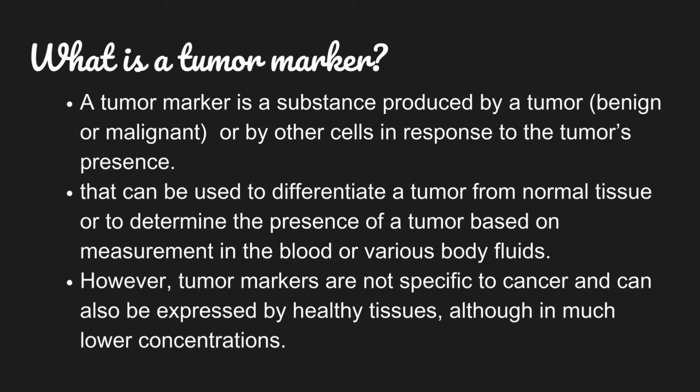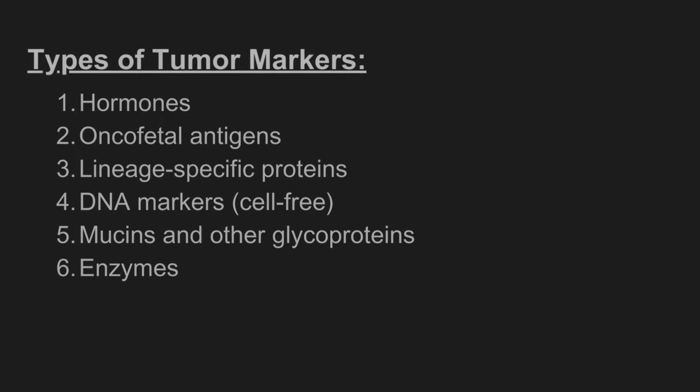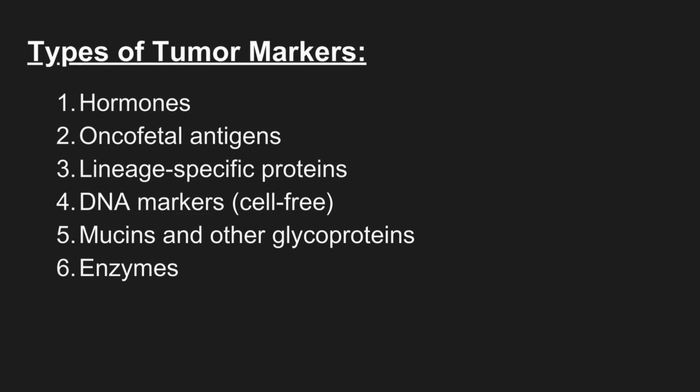However, tumor markers are not specific to cancer and can also be expressed by healthy tissues, although in much lower concentrations. Types of tumor markers: hormones, oncofetal antigens, lineage-specific proteins, cell-free DNA markers, mucins and other glycoproteins, enzymes.